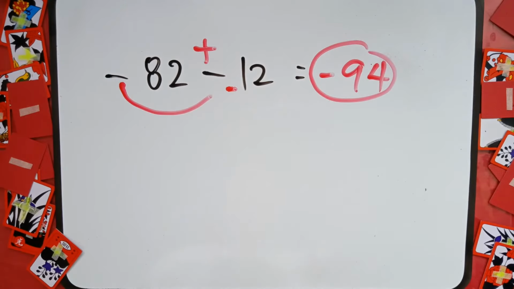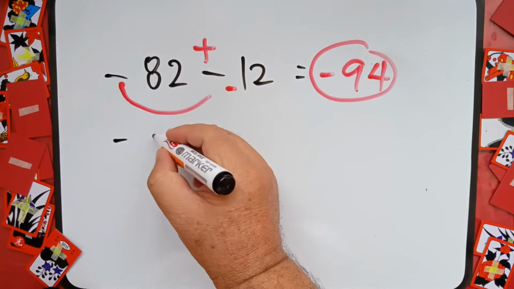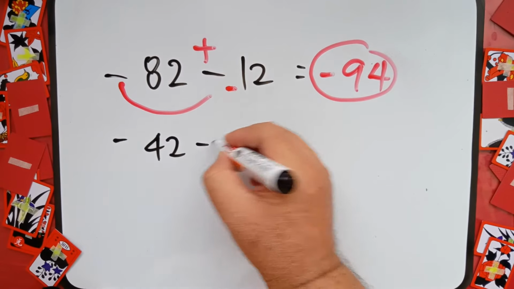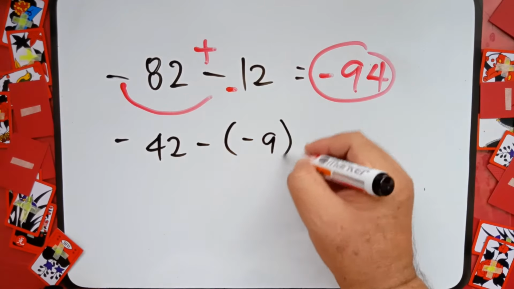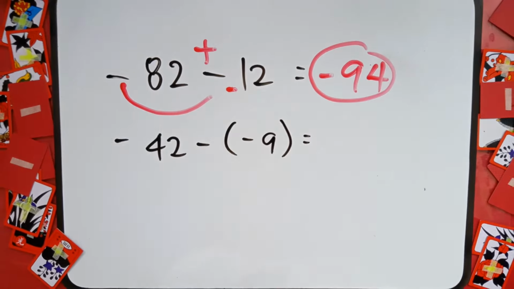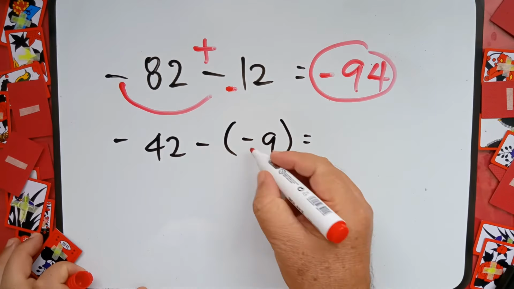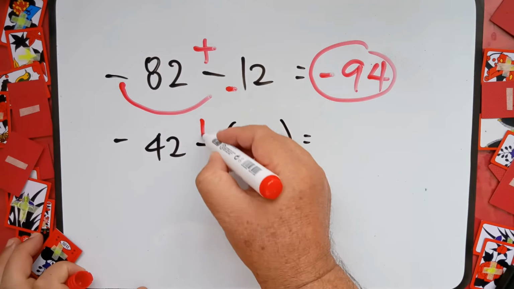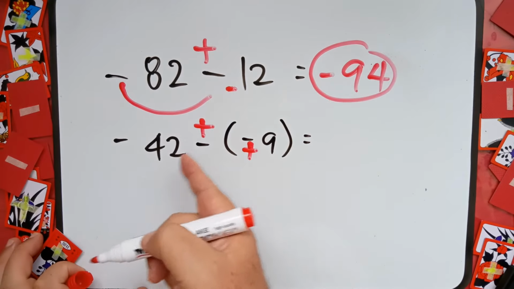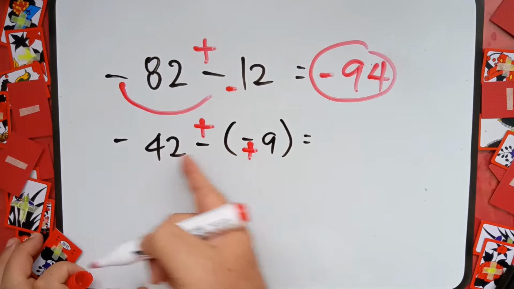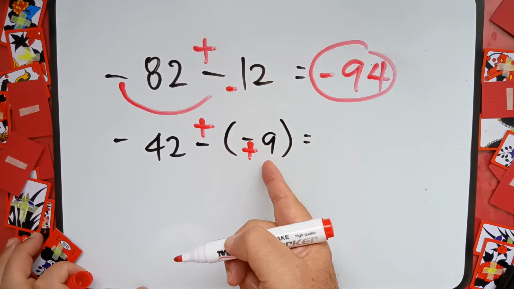Okay, next. Another one. Negative 42 minus negative 9. Okay, what will you do? Change the sign of the subtrahend. This will become positive and then proceed to addition. Negative 42 plus positive 9. Different signs, you have to subtract the absolute value.